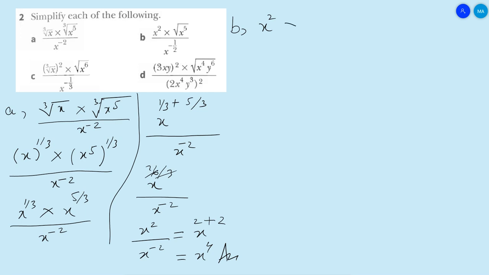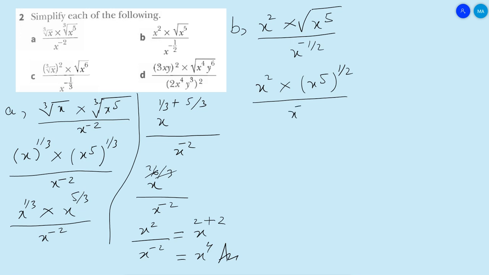x square into x^5 square root upon x to the power minus 1 upon 2. So x square, this x^5 would be x^5 to the power 1 upon 2 because this is square root, upon x to the power minus 1 upon 2. So power to the power is multiply. 5 into 1 upon 2 is 5 upon 2, upon x to the power minus 1 upon 2.